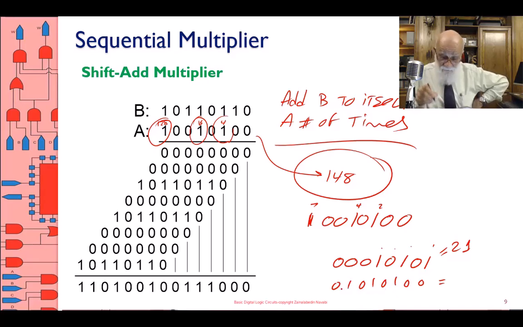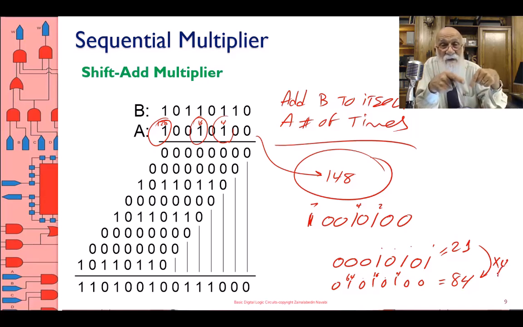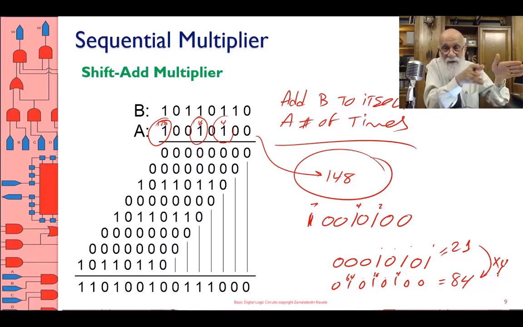What is this now? Let's look. 1, 2, 4, 8, 16, 32, 64. This is 64, 70, 84. What is this? 21 times 4. So instead of adding 21 to itself 4 number of times, I just shift 21 2 places to the left.